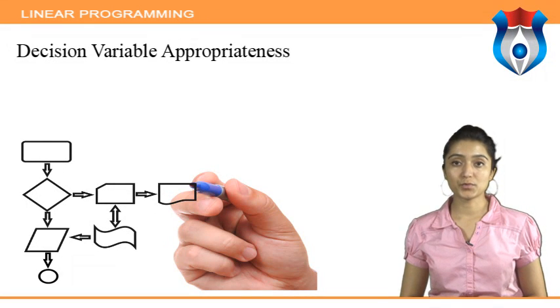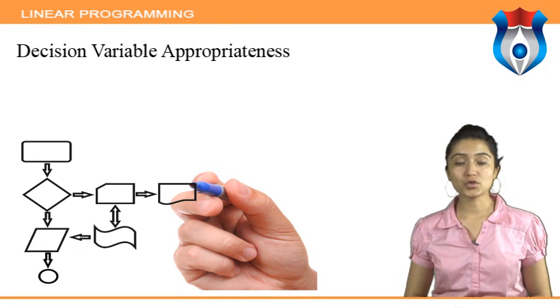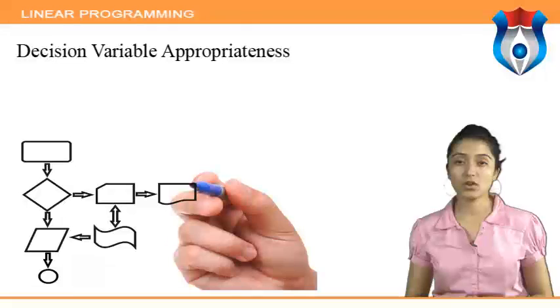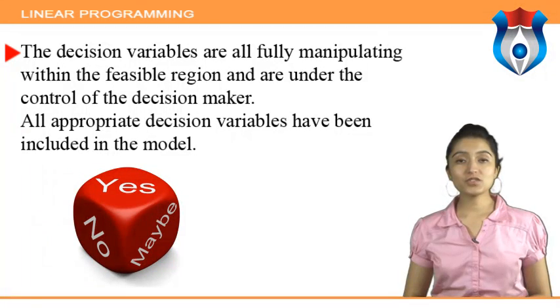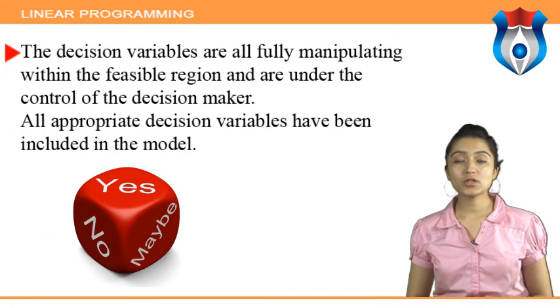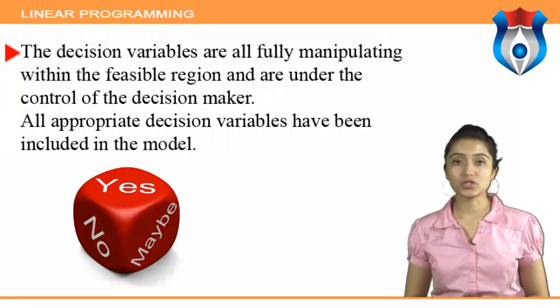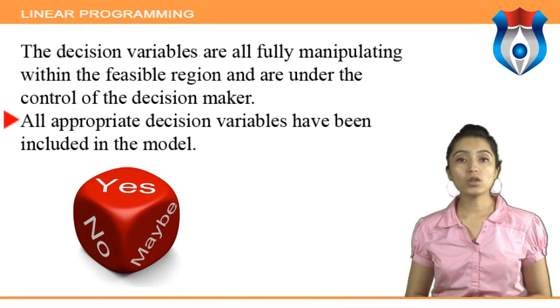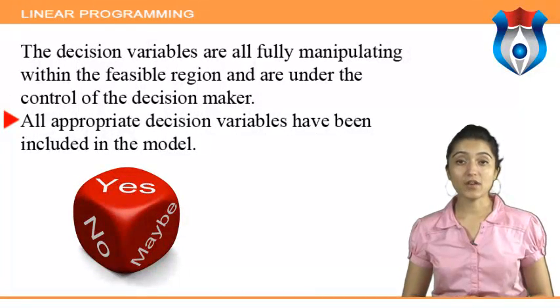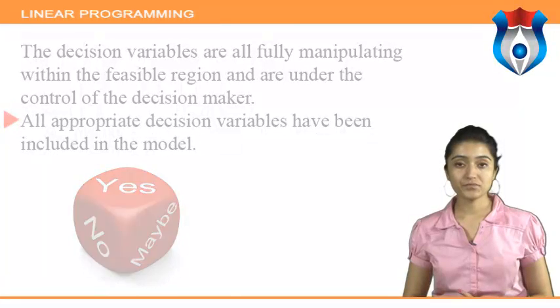Decision variable appropriateness. A key assumption is that the specification of the decision variables is appropriate. This assumption requires that the decision variables are all fully manipulable within the feasible region and are under the control of the decision maker. All appropriate decision variables have been included in the model.